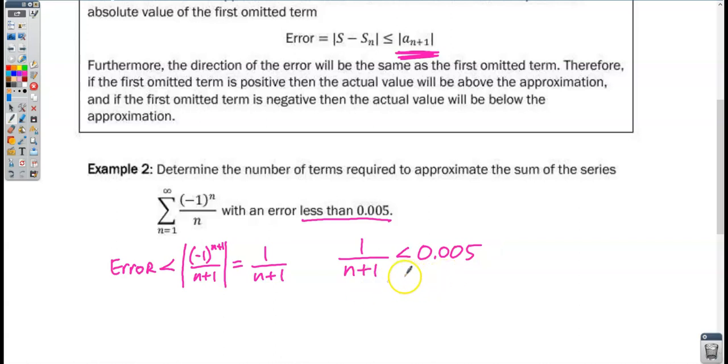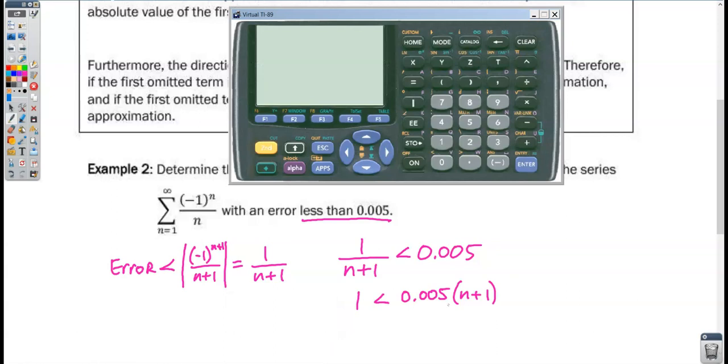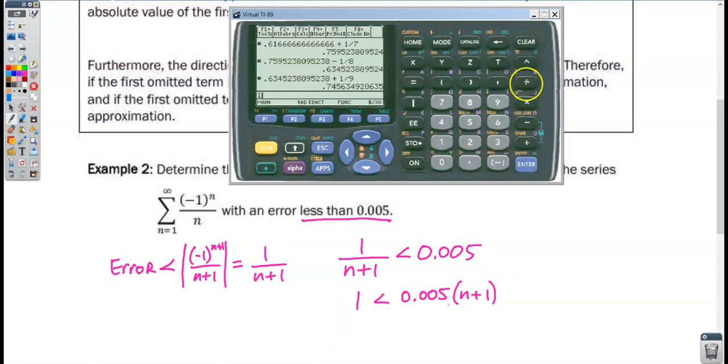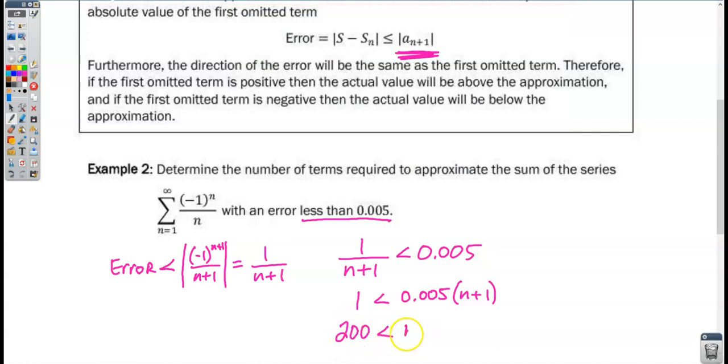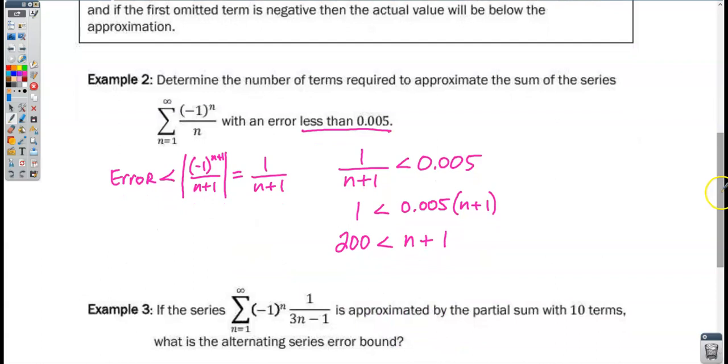All right, so now it's just a matter of solving this equation for n. So I multiply both sides by n plus 1, and I divide both sides by 0.005. So we're going to do 1 divided by 0.005. That gives me 200. So 200 is less than n plus 1. Subtracting 1 from each side, that tells us that n has to be bigger than 199. The number of terms has to be bigger than 199. Therefore, the number of terms that we need is going to be 200.